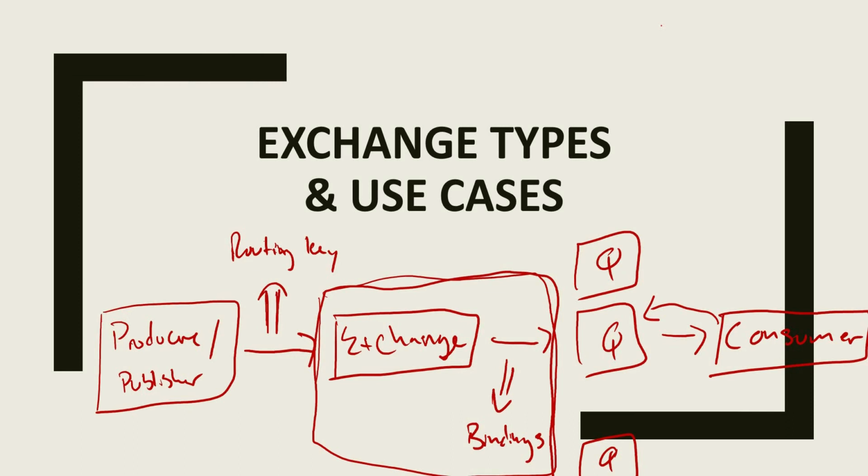Now, these exchanges, these rules. There are four different types of exchanges. There is fanout, there is direct, and there are topic and headers exchanges. So fanout exchanges, direct exchanges, topic exchanges, and headers exchanges. We're going to be talking about all of those in this video.